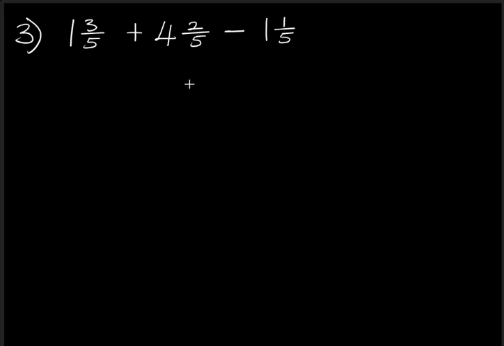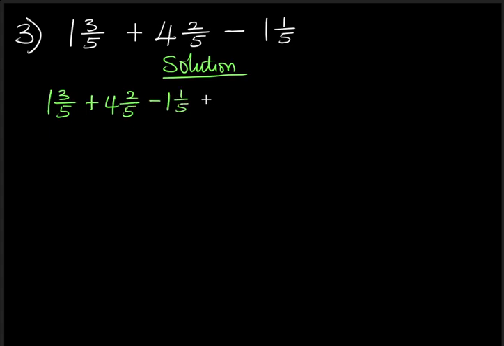Okay, move to combining addition and subtraction. And you can see those are mixed fractions. So what do we have? This will be 1 whole number 3 over 5 plus 4 whole number 2 over 5 minus 1 whole number 1 over 5.